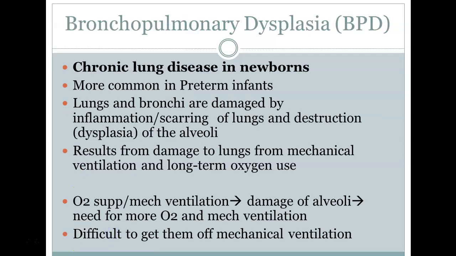Bronchopulmonary dysplasia, which we just talked about, is that chronic lung disease. It's more common in preterm infants. We know it's when lungs and bronchi are damaged, scarred, or inflamed, and dysplasia of the alveoli occurs. This results from damage to the lungs because of mechanical ventilation or long-term use of oxygen. Oxygen supplementation and mechanical ventilation can damage the alveoli, which requires the infant to need more oxygen and more mechanical ventilation. So it's a very cyclical circle that's hard to get off of. It's difficult to get them off mechanical ventilation once they require it.